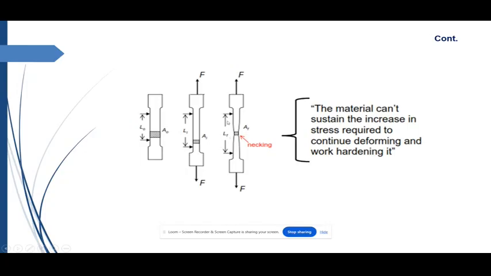So Li increases drastically and Ai also decreases drastically. Here, the material cannot sustain the increase in the stress required to continue deforming and work hardening it.